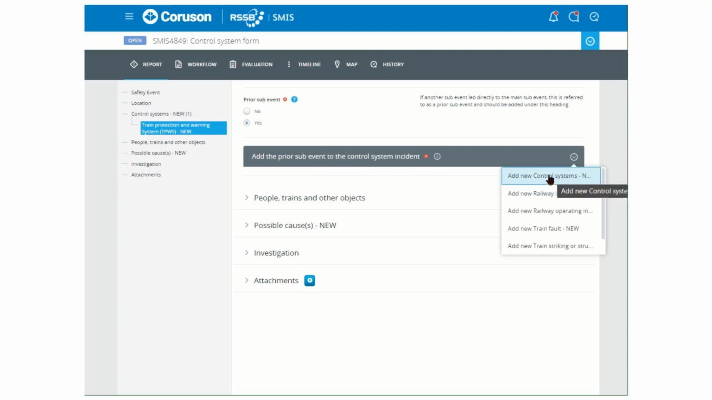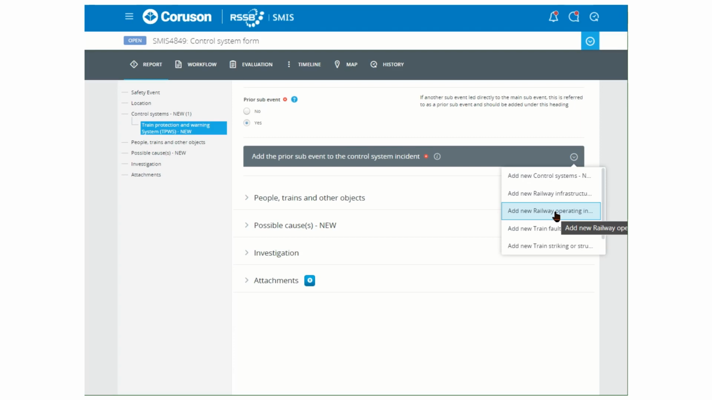So we have another control system, so say when a train experiences two control system activations, one after the other. Also, the railway infrastructure fault can be added as a prior event, say for a train having an AWS code 2 at a signal due to a cut cable, which was a result of vandalism. So you'd add the railway infrastructure fault as a prior. We also have railway operating incident that you can add as a prior.